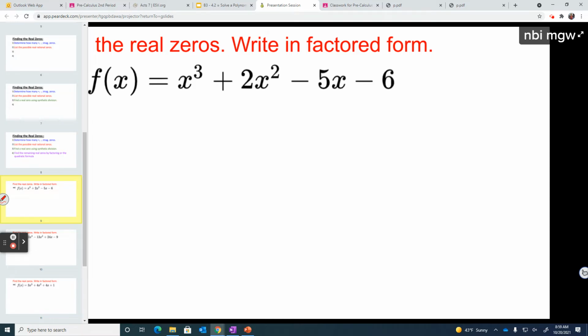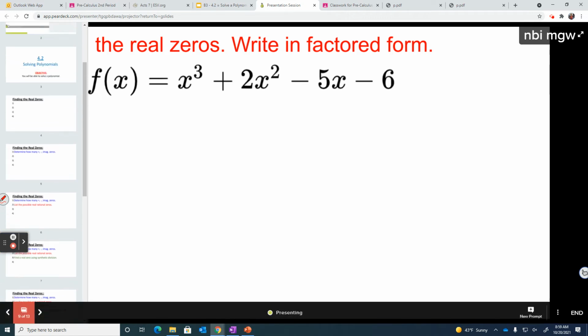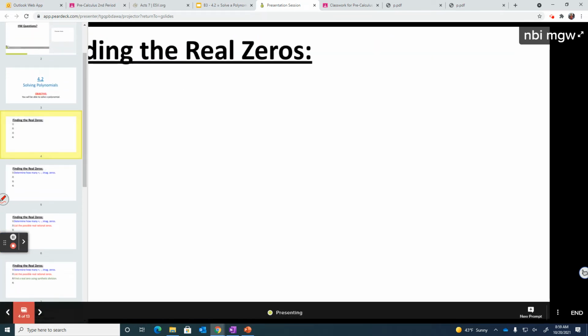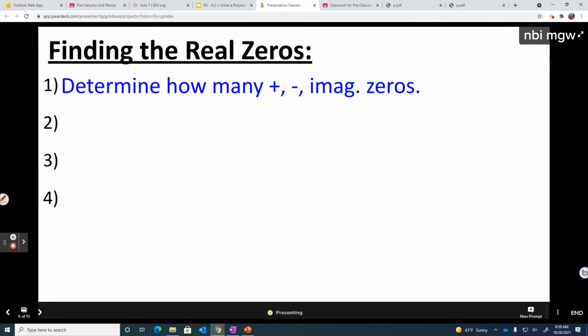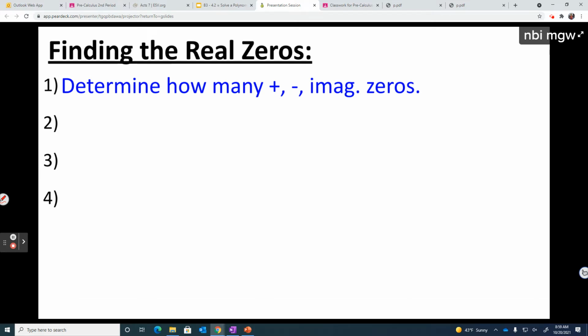All right, so let's start with that. Let's start with how many we have. So that's going to be our first step. Determine how many positive, negative, and imaginary zeros we have. Be a good place to start. So when we know I'm looking for this many positive real zeros, this many negatives, so then we'll know if we got them all. We'll also write the total as well. It's kind of just insinuated in that, the total number.